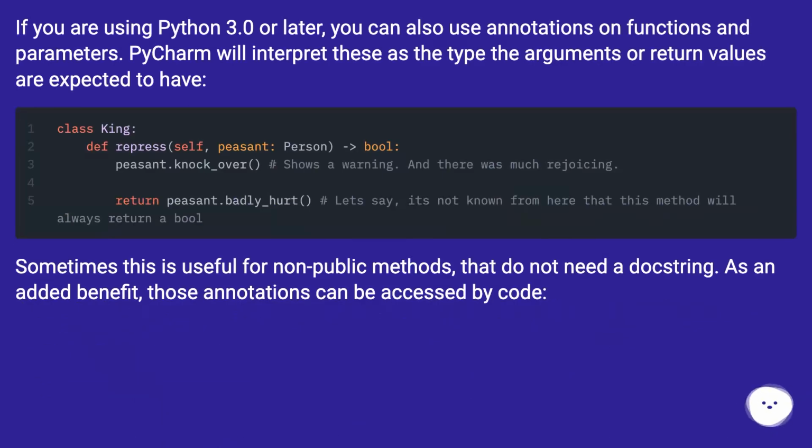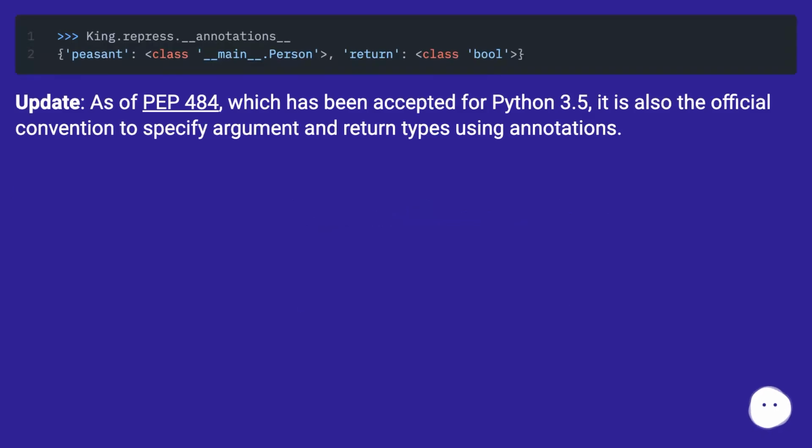If you are using Python 3.0 or later, you can also use annotations on functions and parameters. PyCharm will interpret these as the type the arguments or return values are expected to have. Sometimes this is useful for non-public methods that do not need a docstring. As an added benefit, those annotations can be accessed by code. Update: as of PEP 484, which has been accepted for Python 3.5, it is also the official convention to specify argument and return types using annotations.